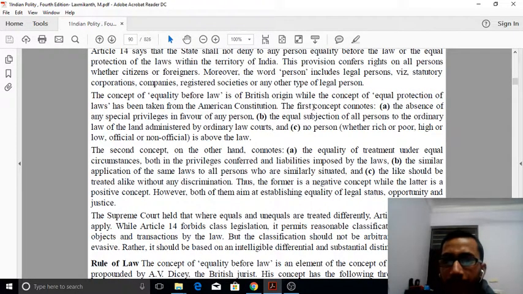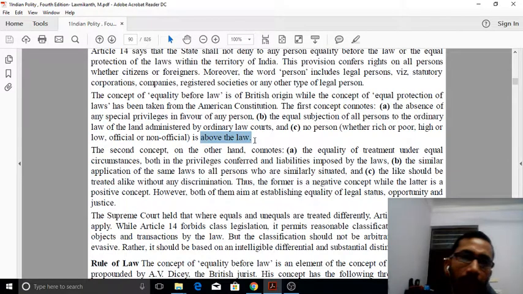The first concept is the absence of any special privilege in favor of any person. Next, the equal subjection of all persons to the ordinary law of the land administered by ordinary law courts. Third, no person, whether rich or poor, high or low, official or non-official, is above the law, right?